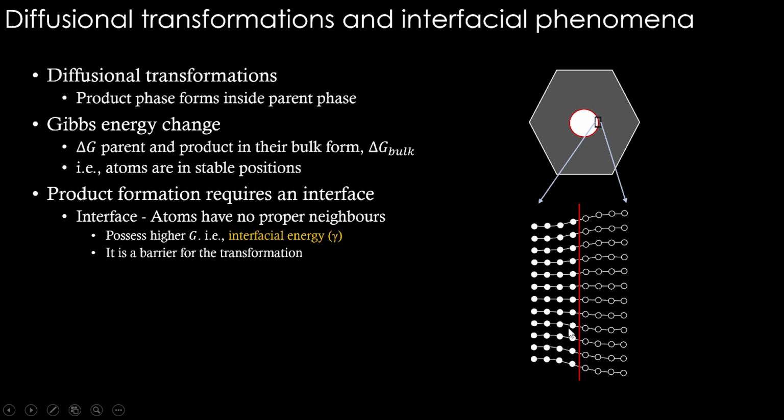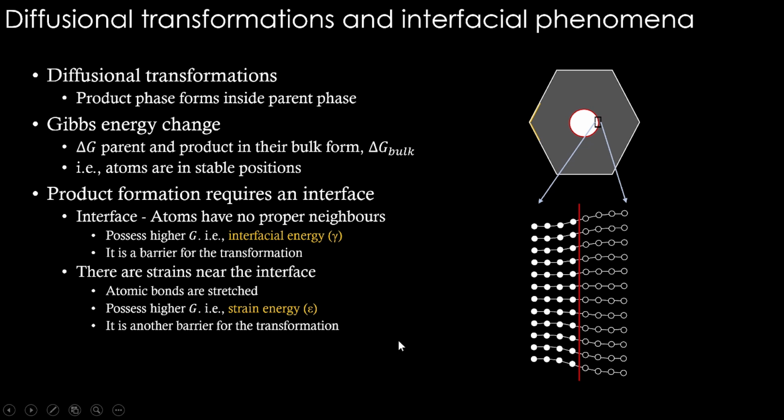So the few layers of atoms near the interface are not having their most stable interatomic distance. Therefore, they are at a higher energy. So this energy is not called interfacial energy. This is called strain energy. Okay. So there are strains near this interface, and atomic bonds are stretched because of that. And the atoms which are experiencing this stretching possess higher energy, and we call it strain energy.